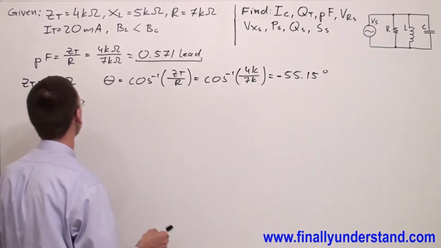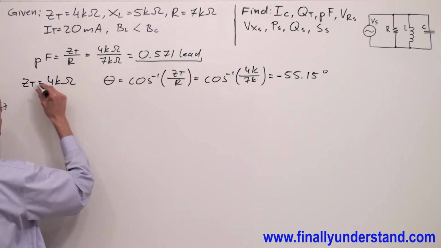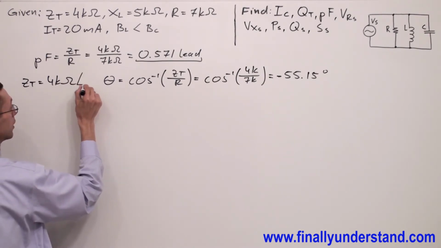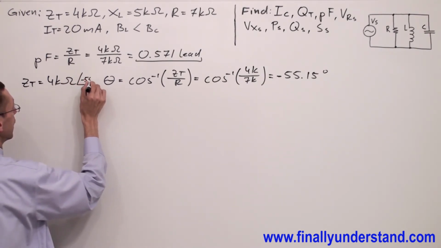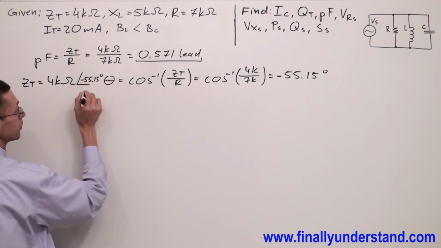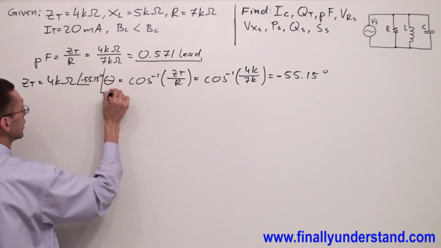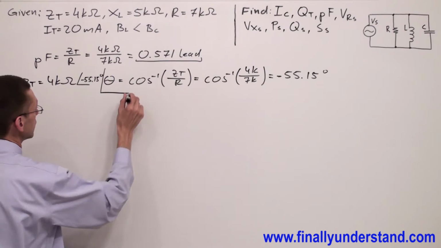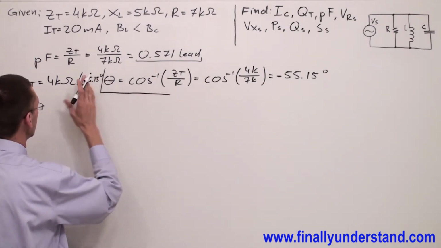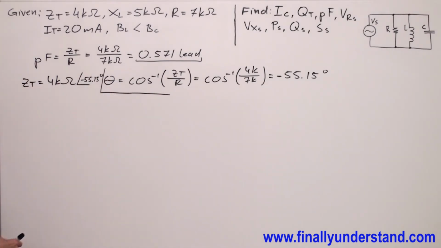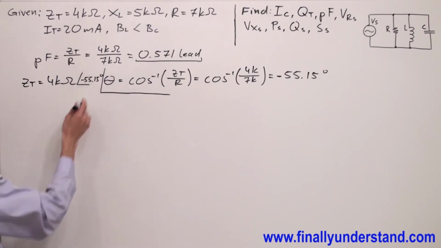Okay, so I have a negative angle, so I can write that my Z total is 4 kiloohms and angle of negative 55.15 degrees. Okay, I'm just separating Z total from angle theta. Okay, this is the separation line.